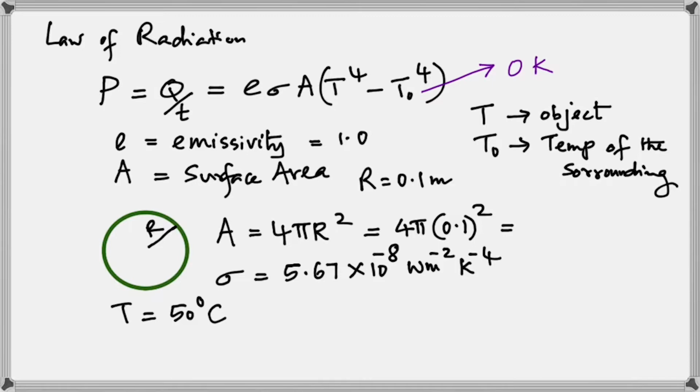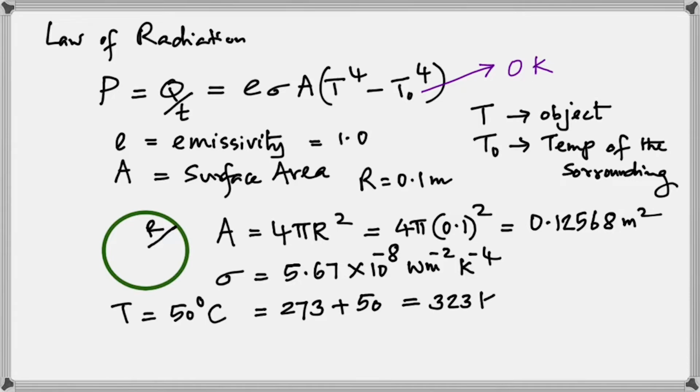so do you get 0.12568, something like that? So we got the area. Now remember, temperature has got to be in what? Kelvin. So 273 plus 50. How much is that? Is that 323, by any chance?